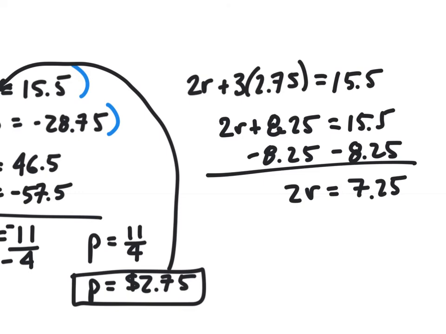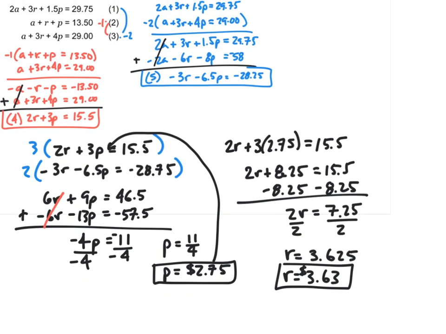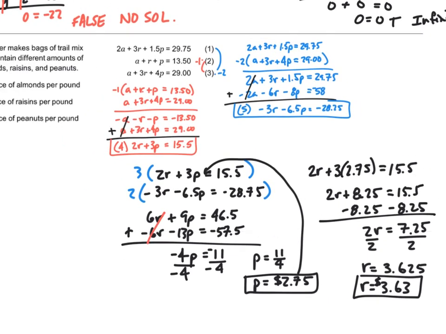Okay? And then divide by 2, so R is equal to $3.625. We'll just round that up to 63. Okay? All right, I may have done something wrong, but that's the idea.